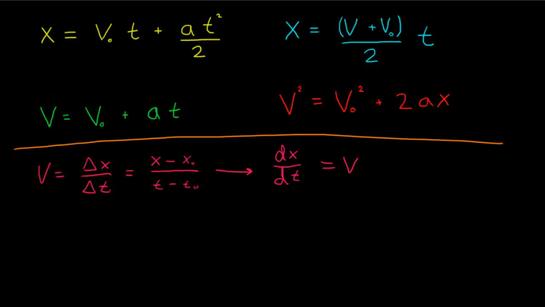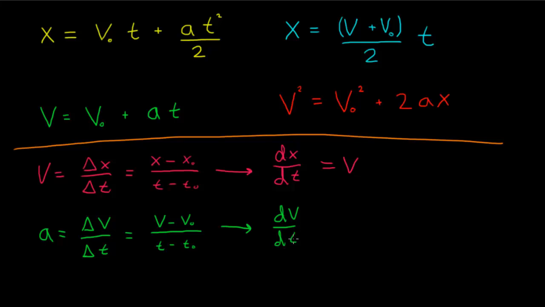And the second relationship that we're going to use is the definition of acceleration. So we have acceleration, it's similar to velocity, but the change in velocity divided by the change in time is equal to the acceleration. dv/dt equals acceleration. So how do we take these two more basic relationships and turn them into these useful equations that we know and love?